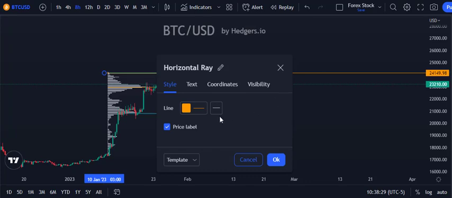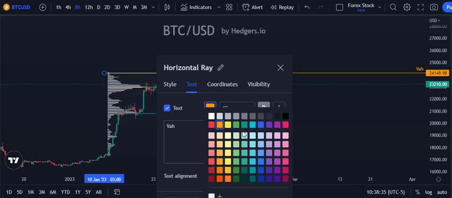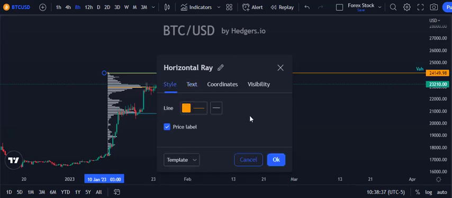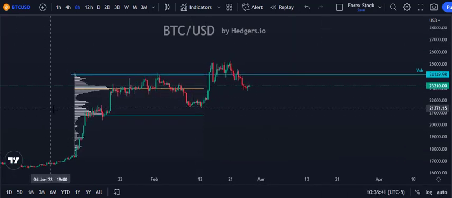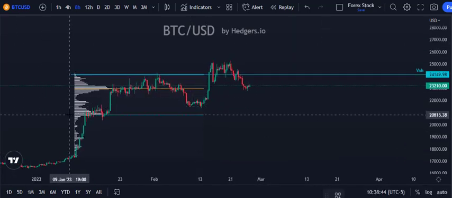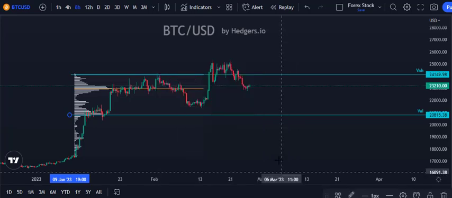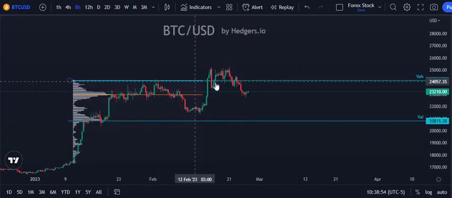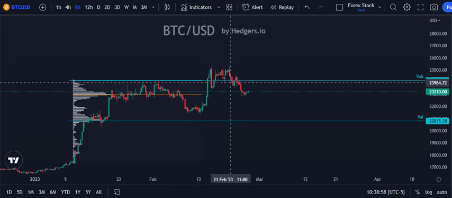Now just look at the markings. Value area high, you can give it any color. I'm just giving it blue right now. That is really basic stuff, and it's really useful to mark it on your charts for a reactive movement for the range low and range high. You see, we rejected from the range high here, the value area high.